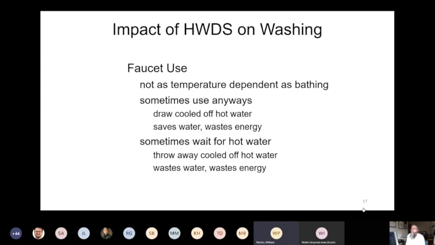Okay, I'll talk fast. You get the same effect on washing, except sometimes you don't really wait for hot water. Next slide.